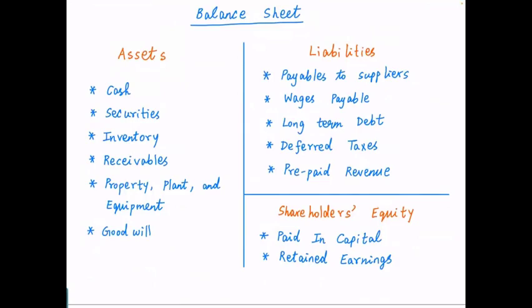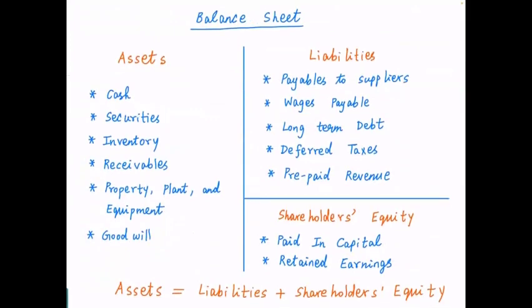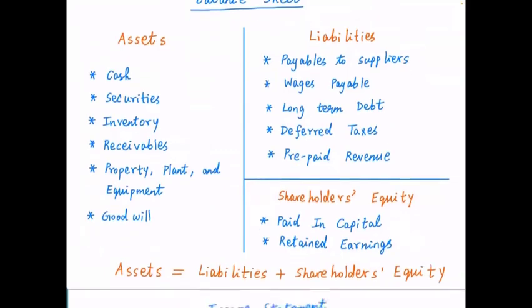So if you take the assets and you subtract out the liabilities, you will get shareholders' equity. Or another way to state it is assets equals liabilities plus shareholders' equity. And because assets equals liabilities plus shareholders' equity, the balance sheet has to balance. So everything on the left side must add up to everything on the right side. It must be balanced. So that's why it's called a balance sheet. So this tells us about the state of the business at a particular point in time.